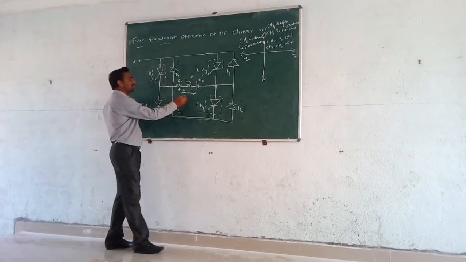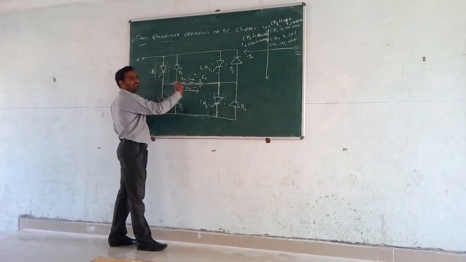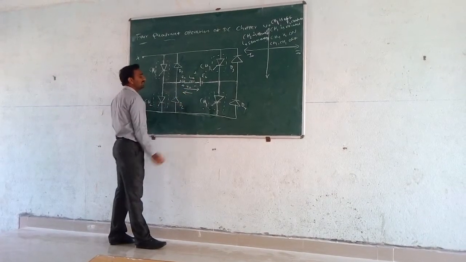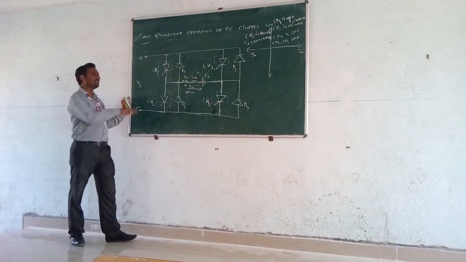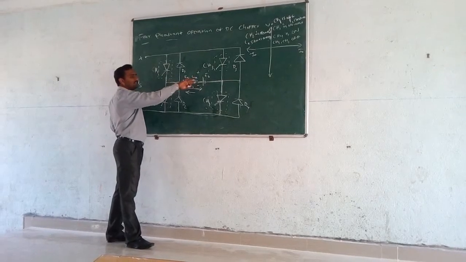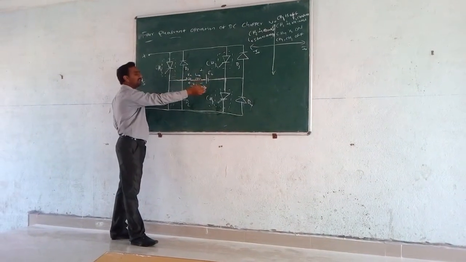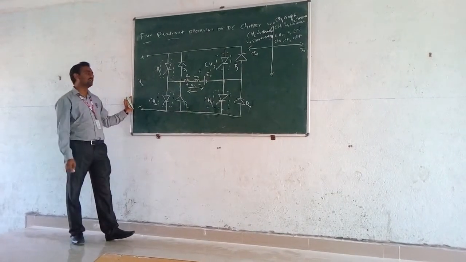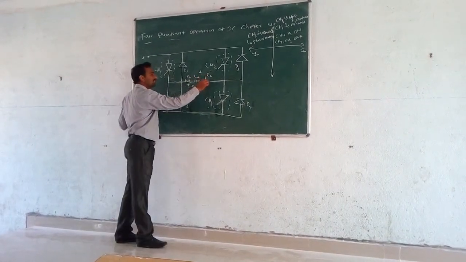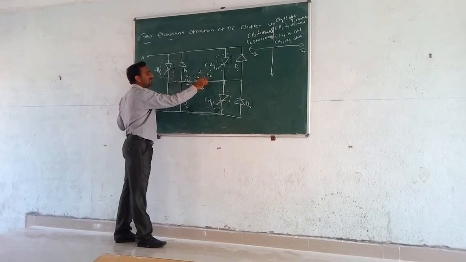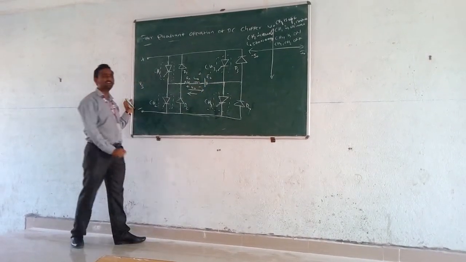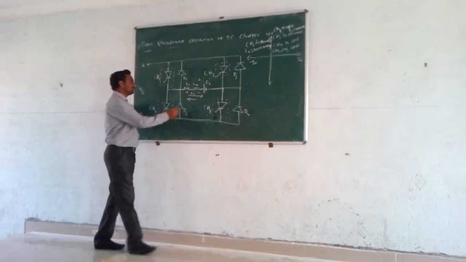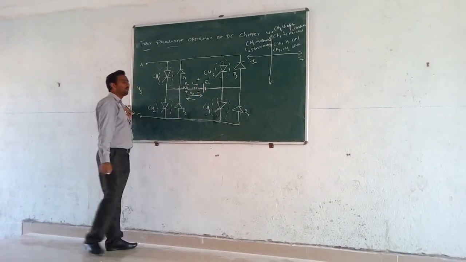At that time what happens to the current? The current flows in the opposite direction to V0. Previously the current flowed from left to right, but now it flows from right to left. So the current direction changes, but the voltage stays in the previous direction because the battery terminal is never changed. That's why voltage is positive and current is negative. So this is called second quadrant operation.